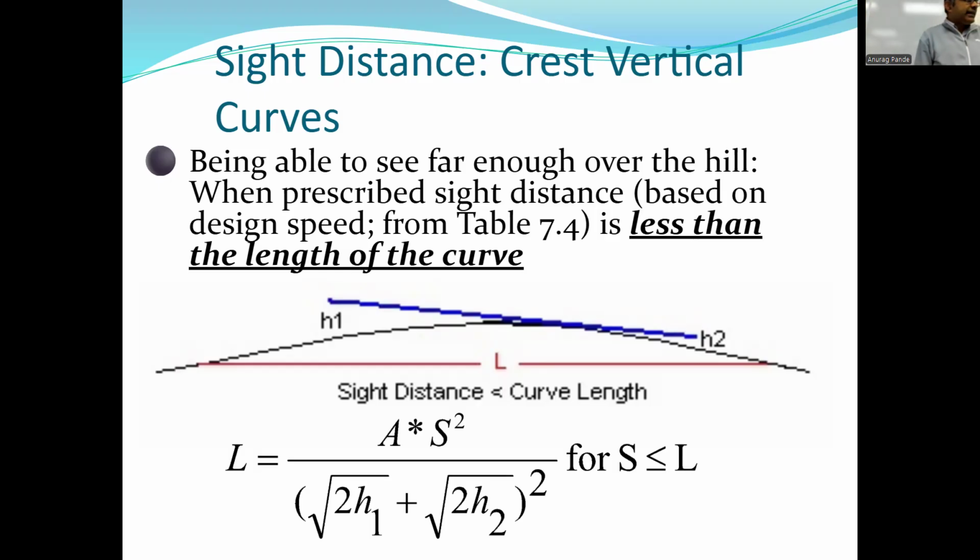Okay? So under this scenario, your length of the curve can be determined using this formula, where the stopping sight distance S that you need is less than or equal to L.